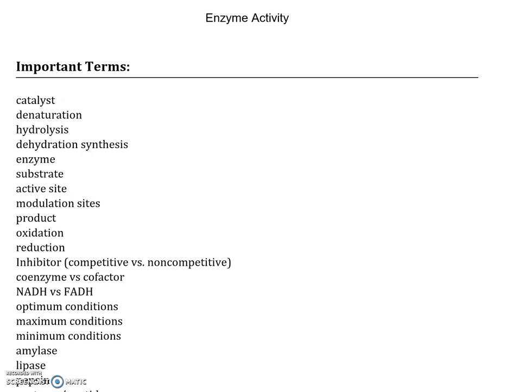Our next lab is about enzyme activity, and as usual we're going to cover the important terms first. There should be quite a bit of overlap with material that was covered in lecture as well. Let's take a look at our first term, catalyst. A catalyst is something that speeds up a reaction without being used up in that reaction. And in that sense, enzymes are biological catalysts. They will speed up the rate of a reaction without being used up as part of the reaction.